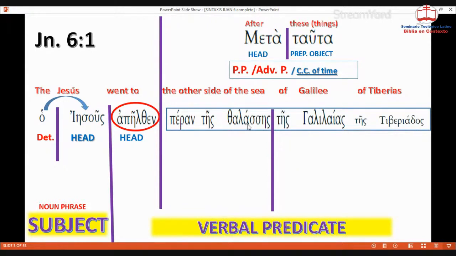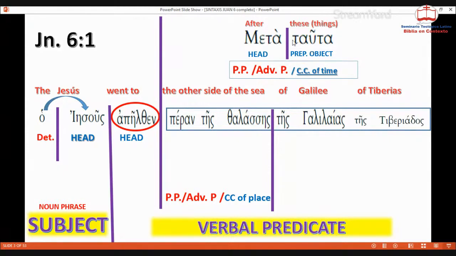we need to describe what kind of phrase this is. If it is introduced by a preposition, we have to analyze this the same way as we analyzed this one over here. So this is a prepositional phrase again. It is functioning as an adverbial phrase in general, but the specific function, when we talk about syntax, is the complement circumstance of place. While meta tauta here at the very beginning is a complement circumstance of time, because it's telling us when the event of the sentence that we are analyzing here happened or occurred.